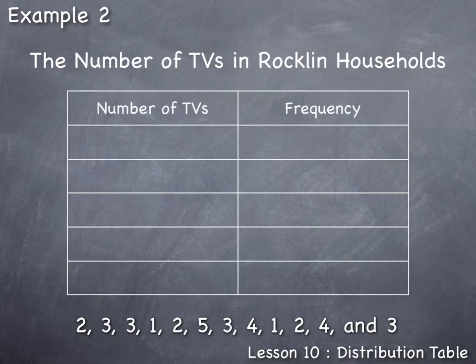So to sort this number of TVs, we first need to look at the minimum data value. In this case, the minimum number of TVs in a household in the sample was 1. And then we need to look at the maximum data value. In this case, the most number of TVs in any household was 5. So we can list the data in order from the minimum data value, 1 TV, all the way to the maximum data value, which was 5 TVs.